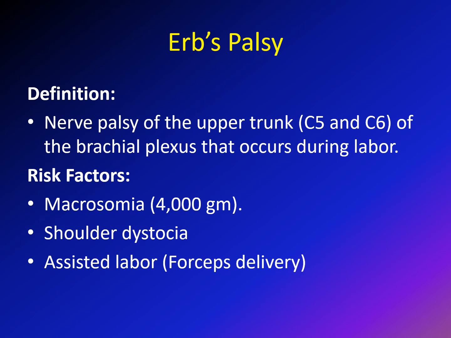The risk factor is macrosomia, so kids who are more than 4 kilos. If there is shoulder dystocia, because the obstetrician will pull on the neck, and it can cause the brachial plexus palsy. And of course, assisted labor, like using forceps or vacuum, is a risk factor for Erb's palsy. So macrosomia, shoulder dystocia, or assisted labor are all risk factors for Erb's palsy.